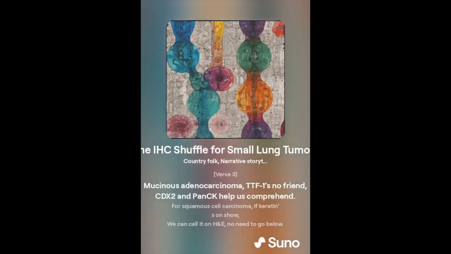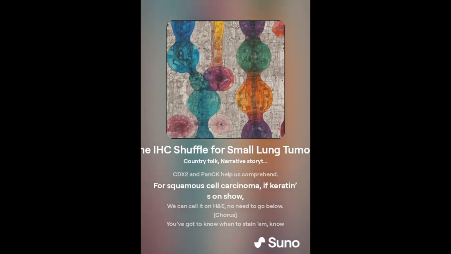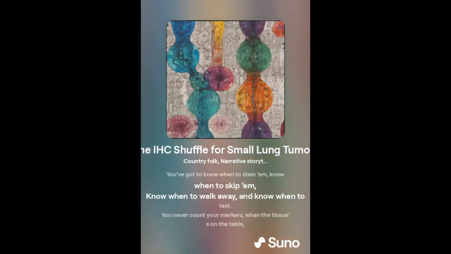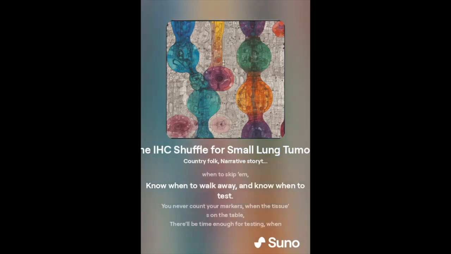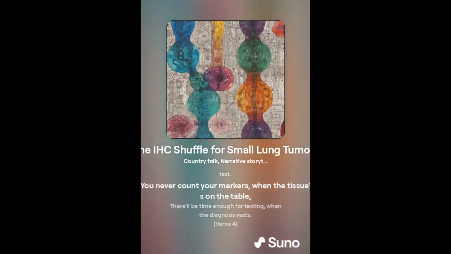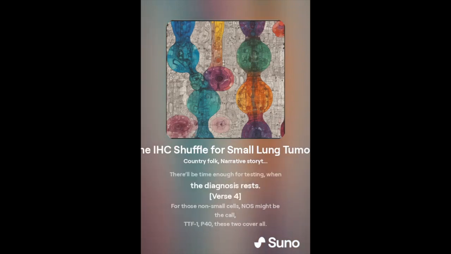For the 7 carcinoma, TTF1's no friend. CDX2 and PAC help us comprehend. For squamous cell carcinoma, if keratin's on show, we can call it on H&E, no need to go below. You've got to know when to stain them, know when to skip them, know when to walk away, and know when to test. You never count your markers when the tissue's on the table. There'll be time enough for testing when the diagnosis rests.